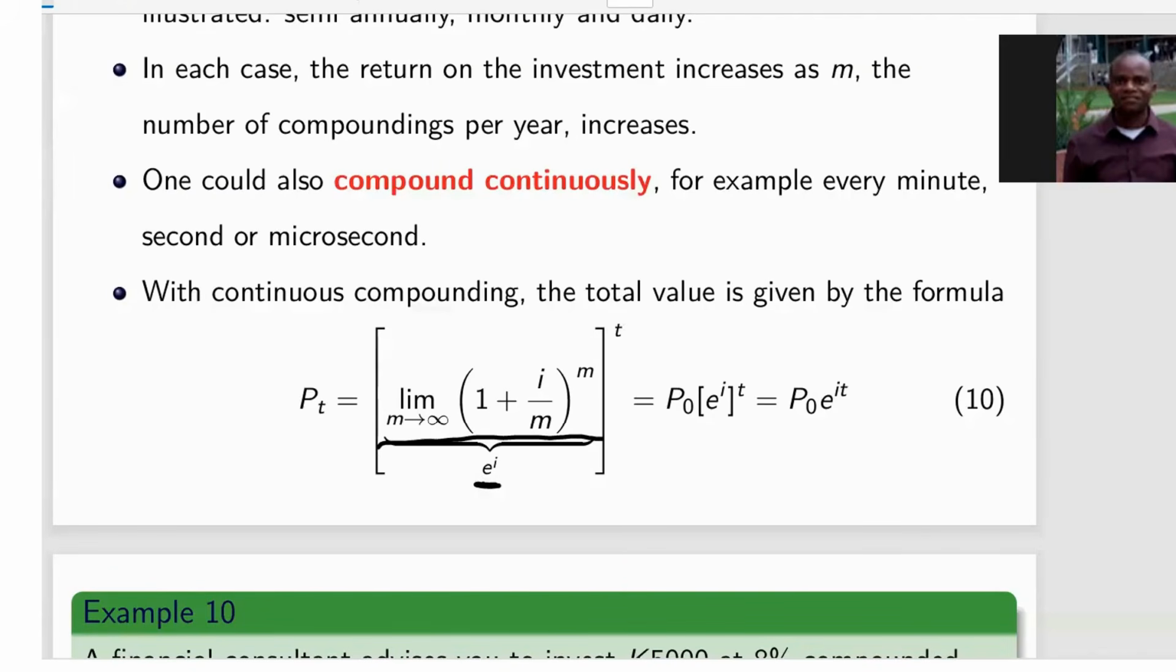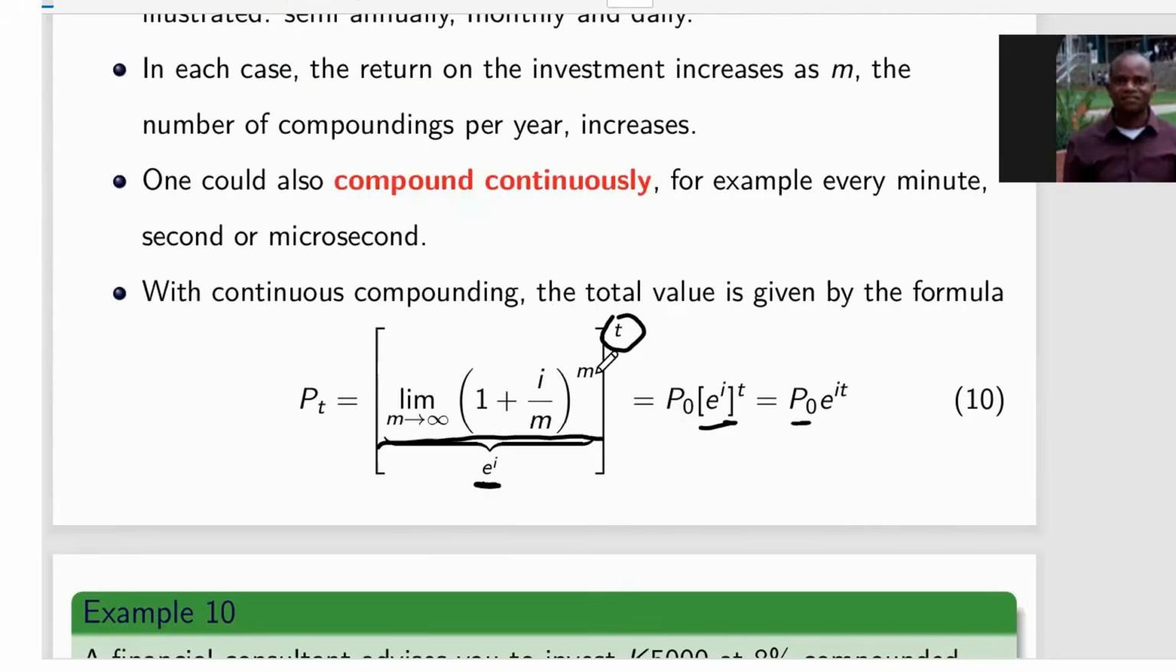Now, this e to the power i, remember here there is a t. If there is a power to the power, those powers multiply. So we end up with i multiplied by t there. So we have P naught times e to the power it. So to find the future value when interest is compounded continuously, the formula is simply P naught e to the power it, where i is the rate of interest and t is the time of investment.